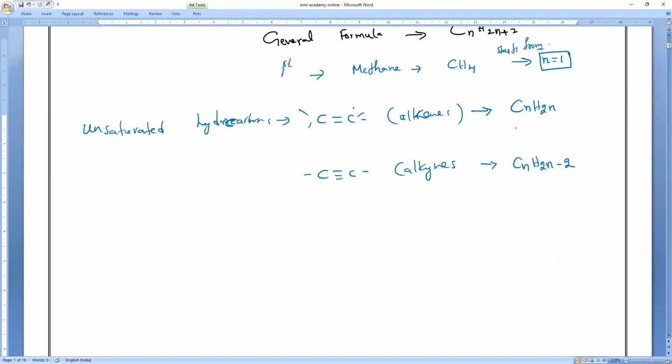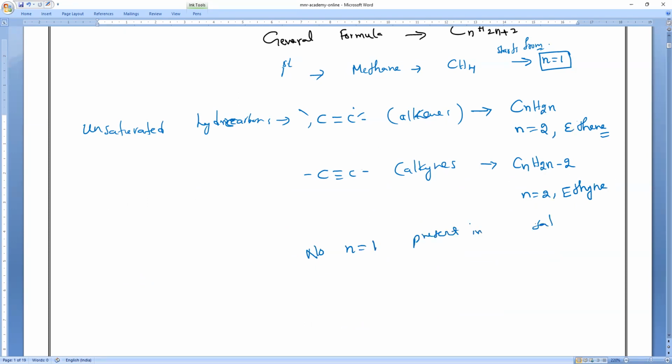So here, n starts from where, everybody? n equals 2. Alkenes will start from ethene. Here also n equals 2. Alkynes will start from ethyne. So n equals 1 is not present in unsaturated hydrocarbons.